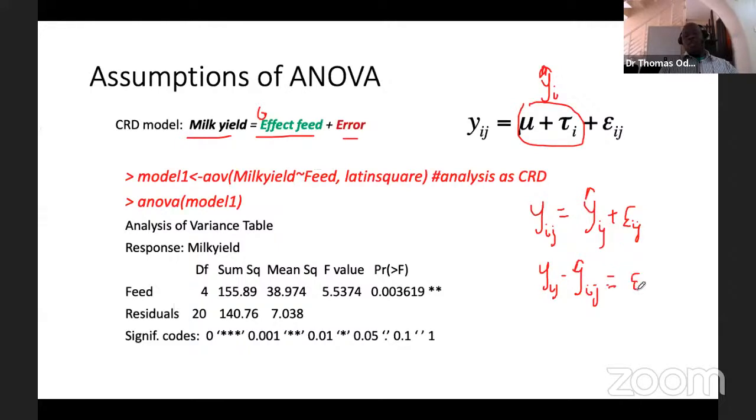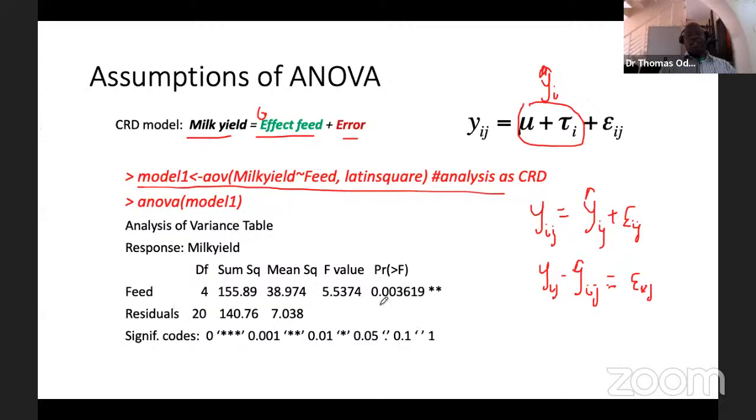And we assume that the residual is noise. So noise should have no pattern. That is one of the clear assumptions here. Once we fit our model, this is the command that you have with you already. So model 1, you have aov. You can also use lm. This is the milk yield, we're explaining it by feed. The data that we have is a Latin square. So this is the analysis of variance table that comes out of it.